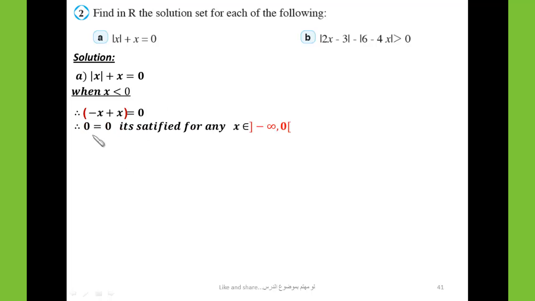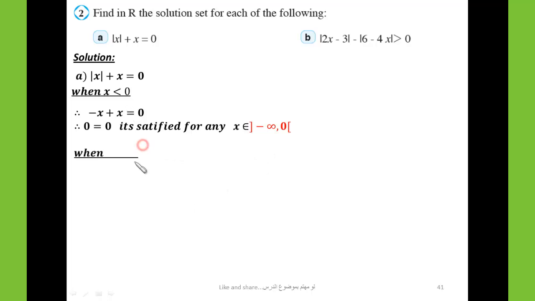And we write 0 equals 0. It's satisfied for any x belonging to this interval, negative infinity to 0. This inequality, you can write in the form of an interval from negative infinity to 0, and it's open, of course. So this is the solution set when x is less than 0.